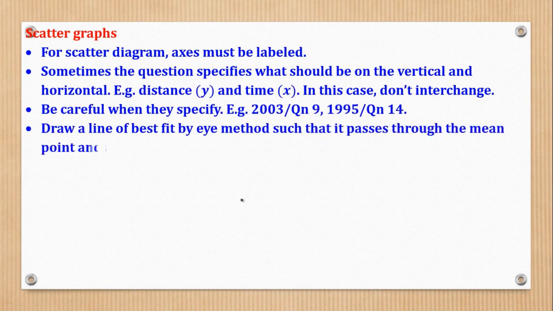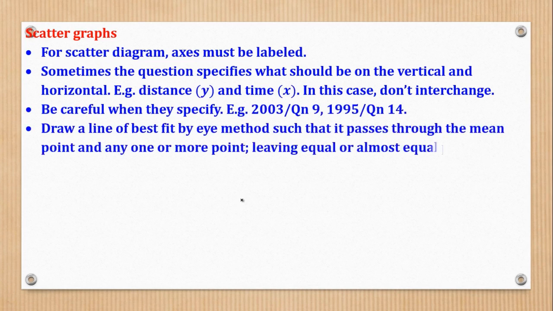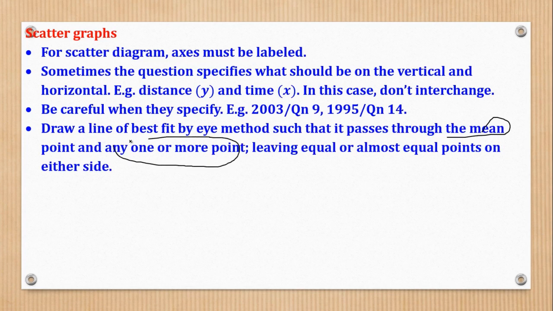The line of best fit must obey 3 conditions. The first condition is that it should go through the mean point. That is 1. 2, it should pass through any other one or more points plotted. And the last one is that it must leave equal or almost equal points on either side. We already saw that in the video of correlation and scatter diagrams.